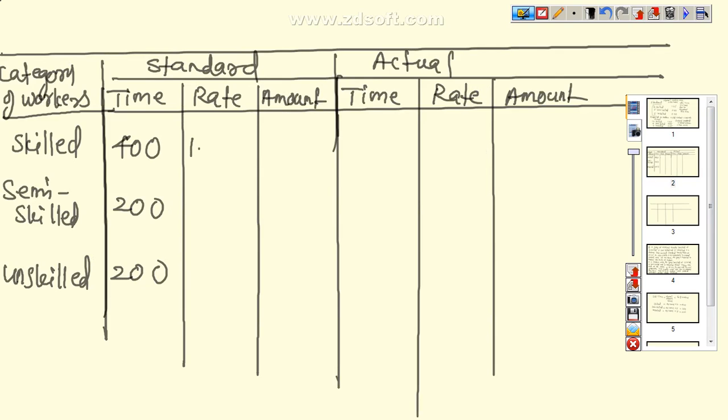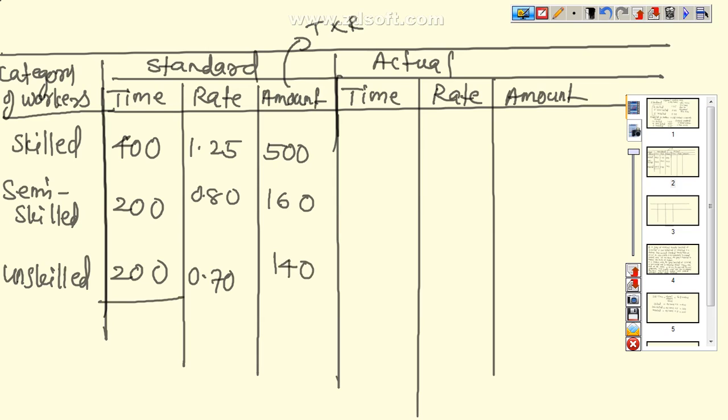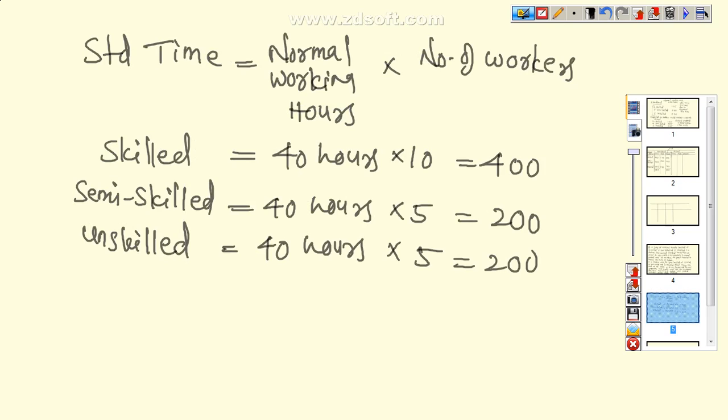In order to calculate amount, amount is equal to time multiplied by rate: 400 into 1.25 is equal to 500, 200 into 0.80 is equal to 160, 200 into 0.70 is equal to 140. So the total is equal to 800, here also 800.